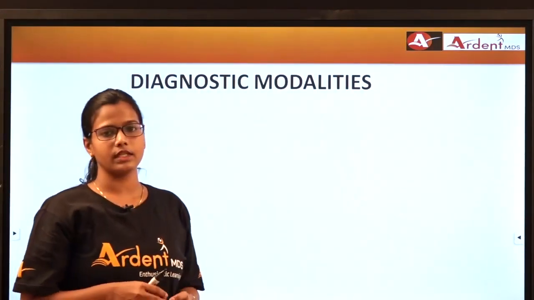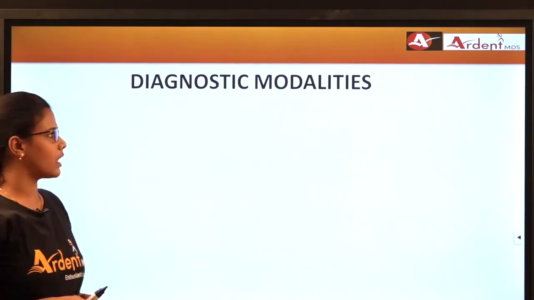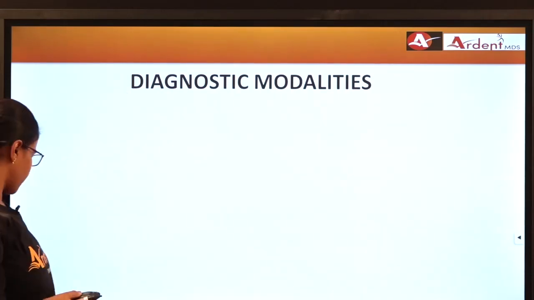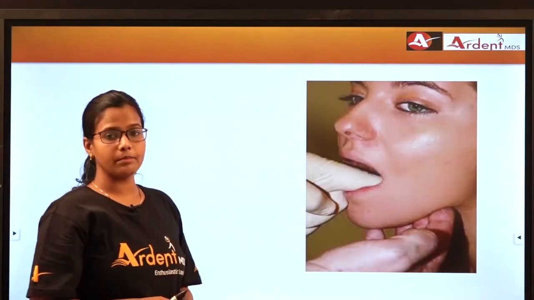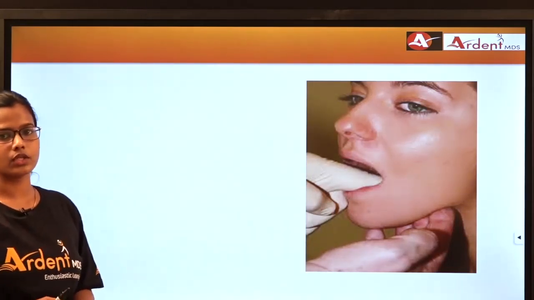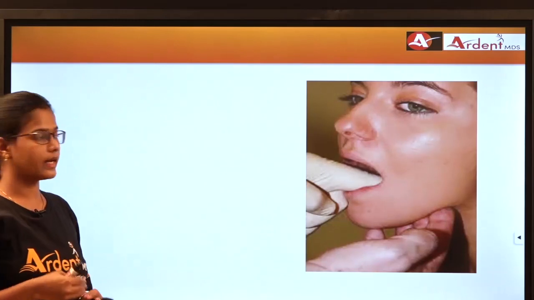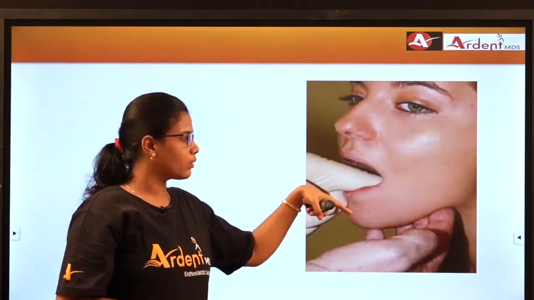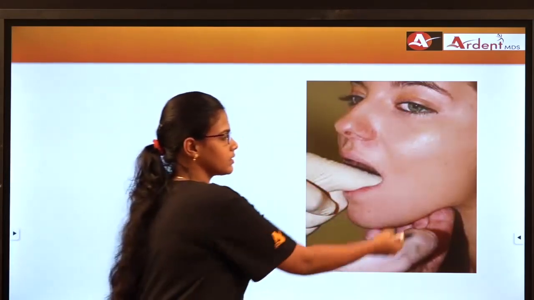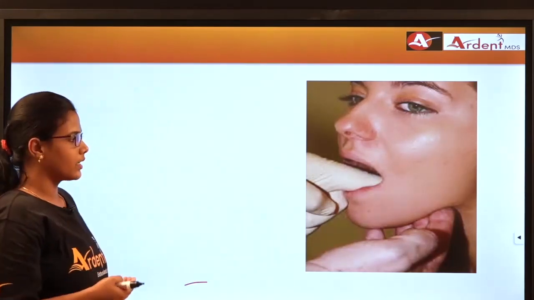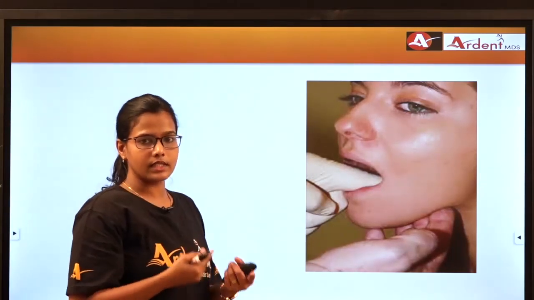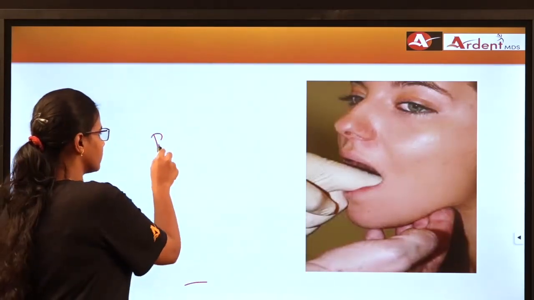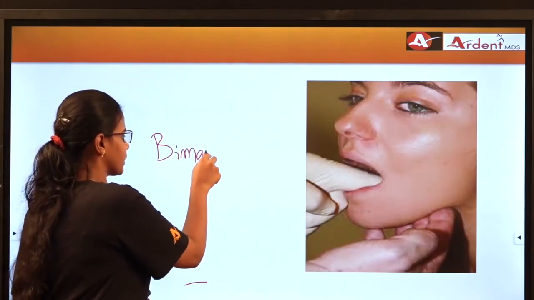So coming to the diagnostic modalities. Any diagnosis will start with a good history followed by the clinical examination, right? This is known as bimanual palpation, which is typically used in submandibular salivary gland examination. You put one finger over the sublingual area and one hand in the submandibular region, and you palpate to see whether there is any tumor, swelling or abnormality associated with the submandibular gland. So it is called bimanual palpation.